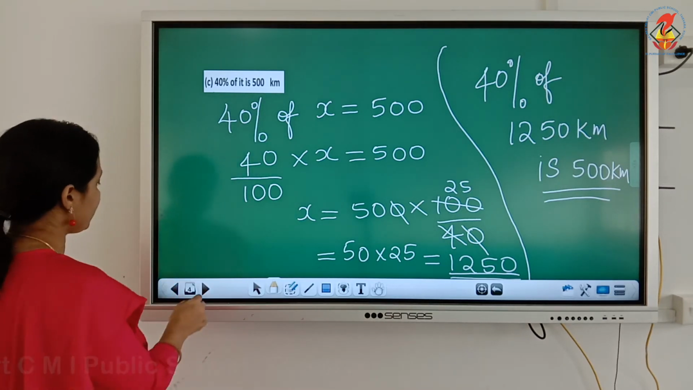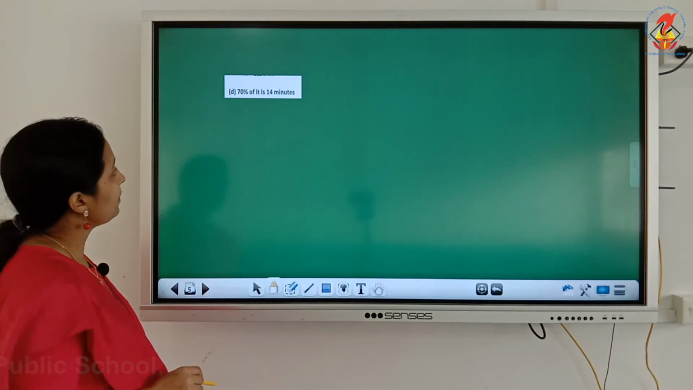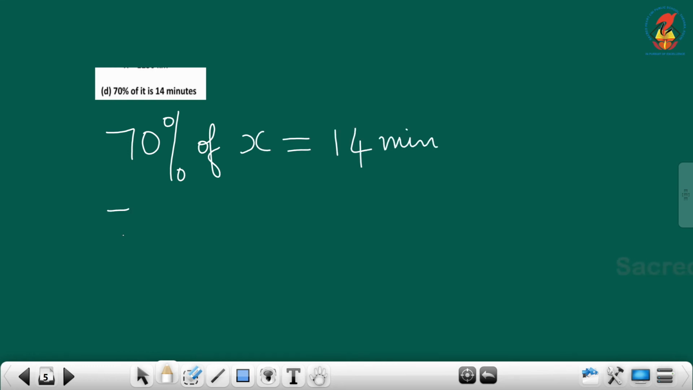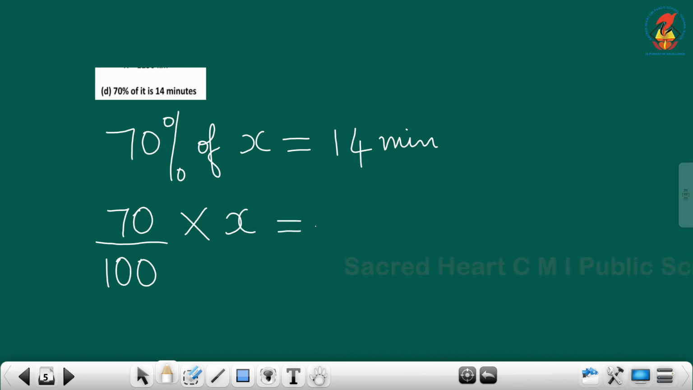Now move to the next question. 70% of it is 14 minutes. Here also we don't know what the whole quantity is. So we are taking it as 70% of x is equal to 14 minutes. 70% means 70 by 100. Of means multiplication. x is equal to 14. Just cancel one 0 and you will get 7 by 10.